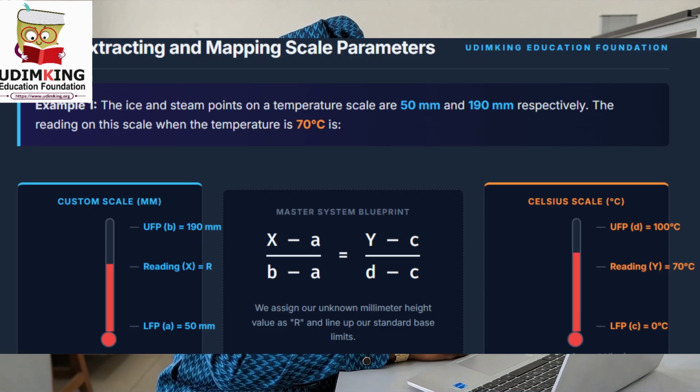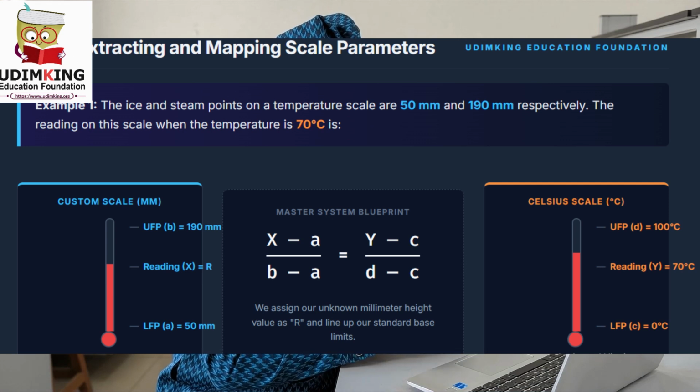Look at our visual mapping workbench. On the left, our custom scale is anchored with a lower fixed point, A, of 50 millimeters and an upper fixed point, B, of 190 millimeters. Our dynamic mystery reading, X, will be labeled as R. On the right, our Celsius reference scale maps seamlessly with its standard parameters. Lower fixed point C at 0, upper fixed point D at 100, and our active scale reading, Y, sitting firmly at 70 degrees. Now that our data coordinates are locked in, let's route them directly into our master interpolation blueprint.